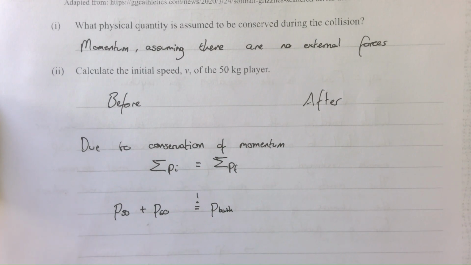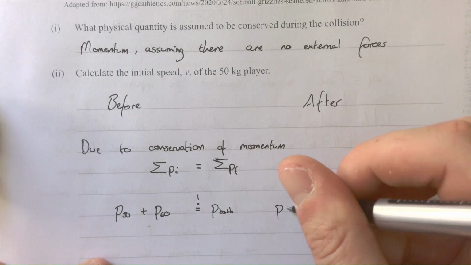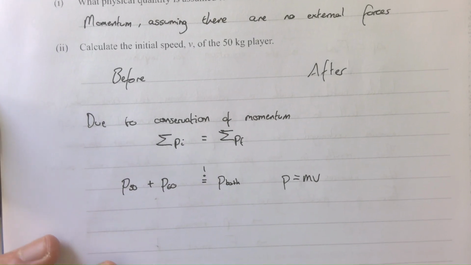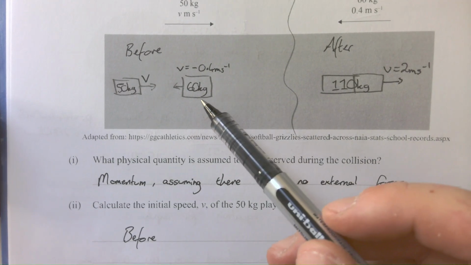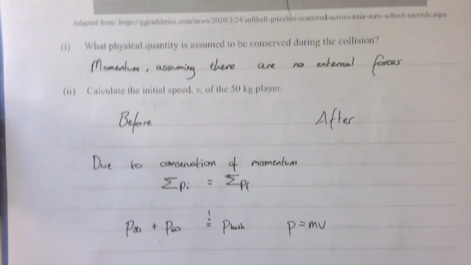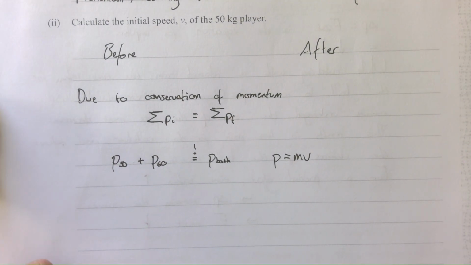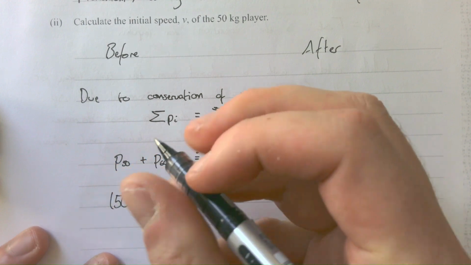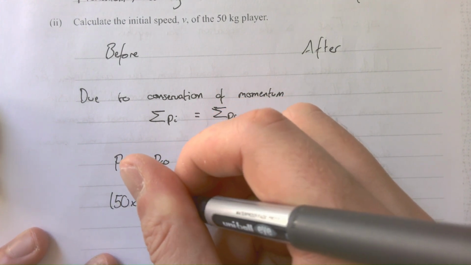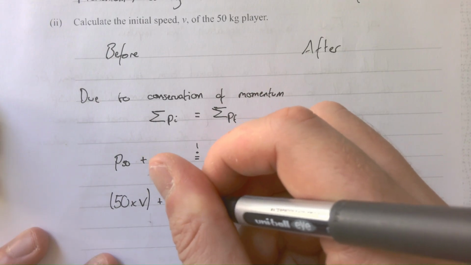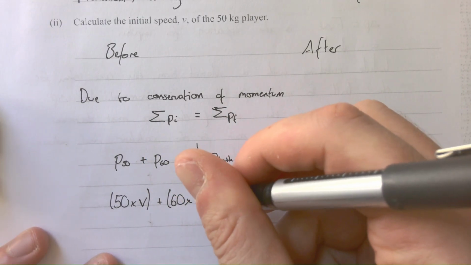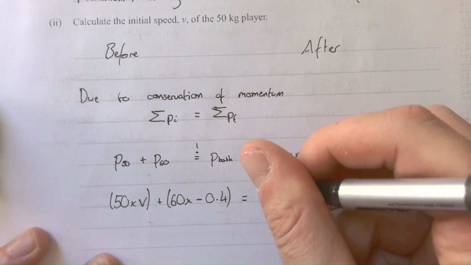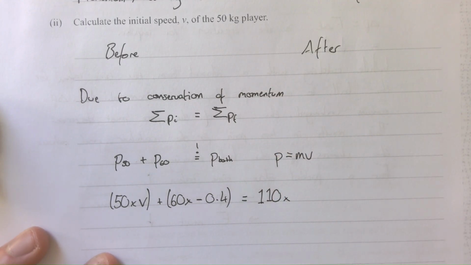after the collision. Okay. Then I'm going to use P is equal to mv to substitute in the mass and velocity values for each person. Remembering that my 60 kg player was initially going left, so will have a negative momentum, because I always do to the right as positive. So you just go through and make those substitutions. 50 times v, the unknown, plus 60 times minus 0.4 must equal the mass of both of them multiplied by the velocity of both of them, which was 2.